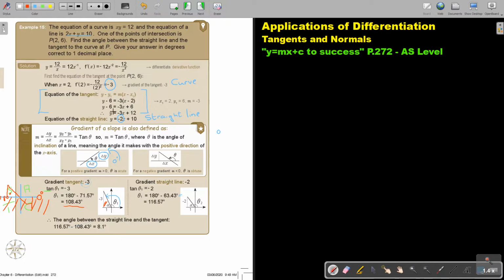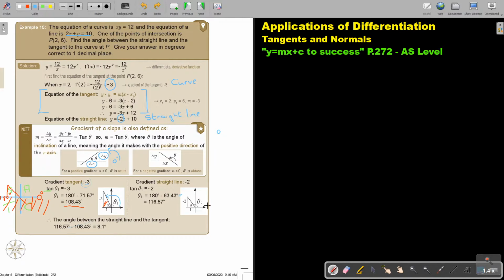Now, I also must find the angle towards the x-axis of the curve. Now the straight line, it's still negative, so it's exactly the same. Just press Shift tan 2, and that will give me 63.4349, so 63.43.